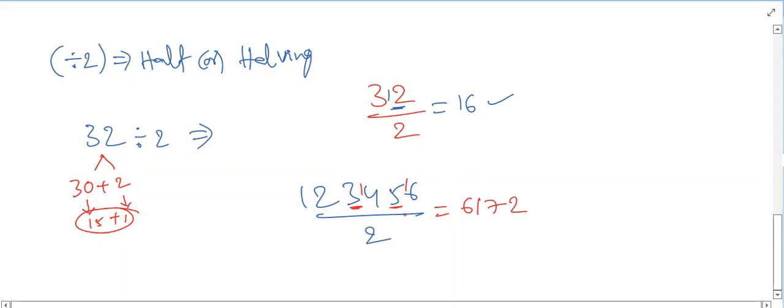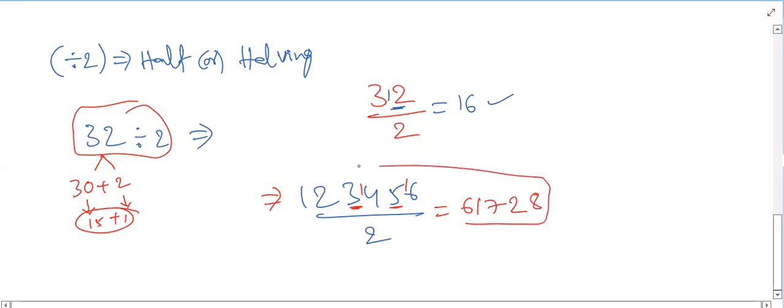Sir, can you explain the first method again? I'll explain again. For smaller numbers, it is okay. For numbers getting bigger like this, direct division is suggestible. So lastly, 16 by 2 is 8. Do you know this method already, Ashwin? Yes, sir. Okay, then I'll explain the first method again.